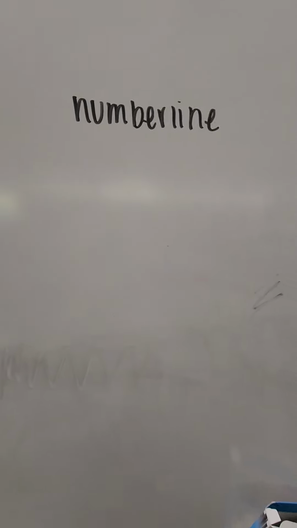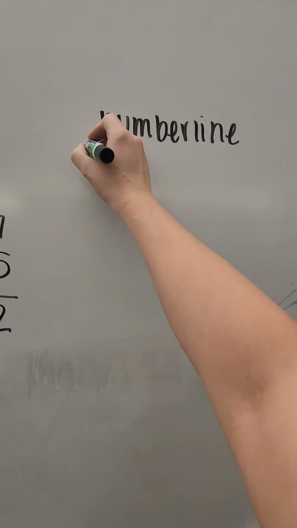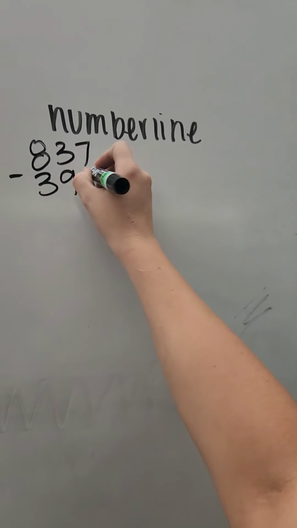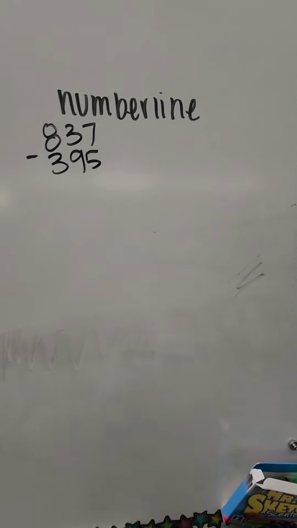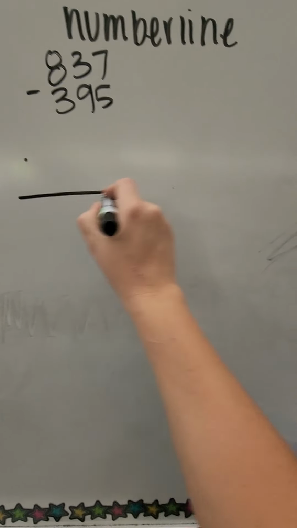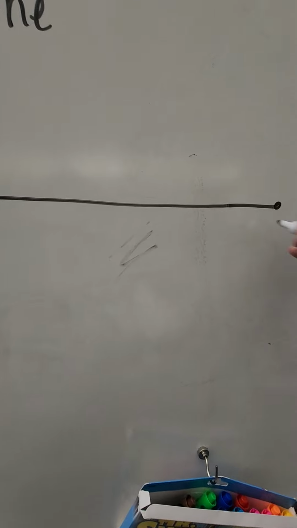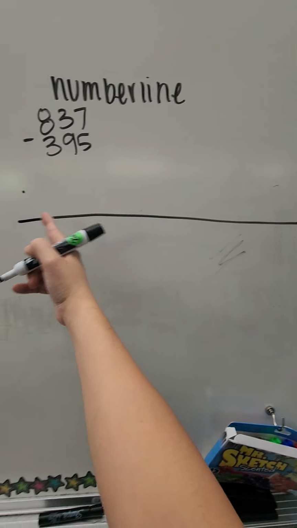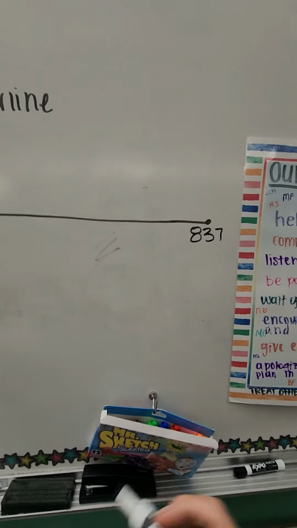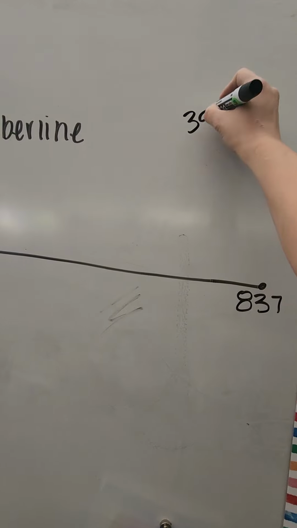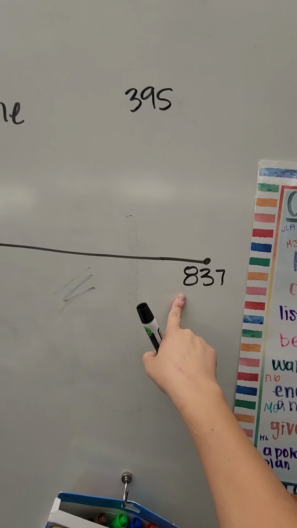All right, number line. So there's a lot of different ways that you can do your number line. A whole bunch. Okay, but we do want to start with the 837 all the way over here, and we want to subtract, so we want to go this way. Okay, so we're going to be subtracting 395 from this.